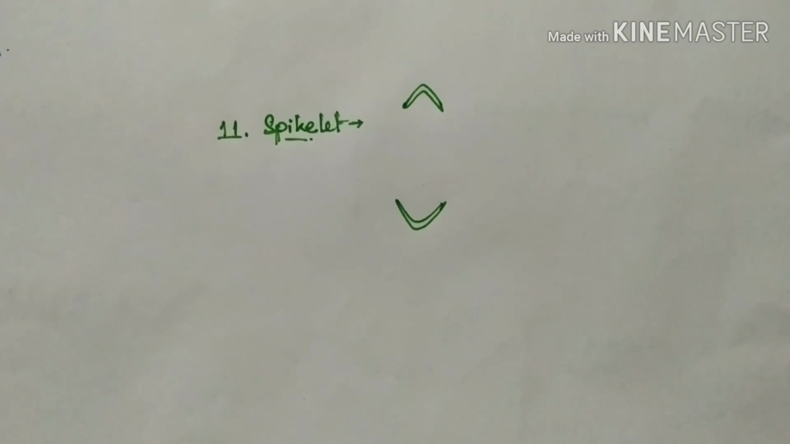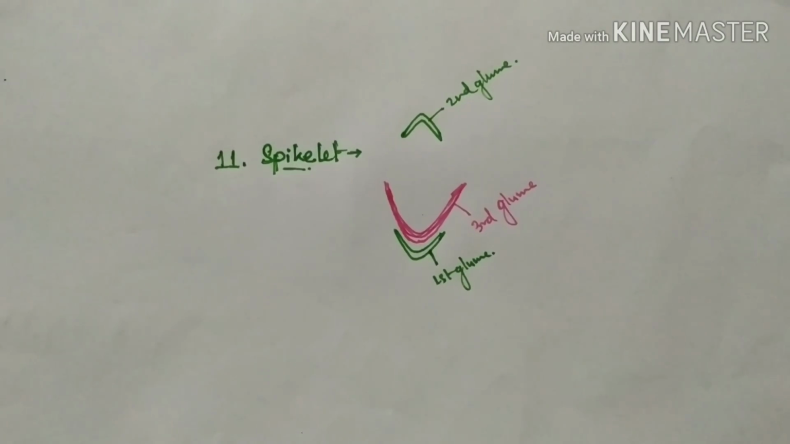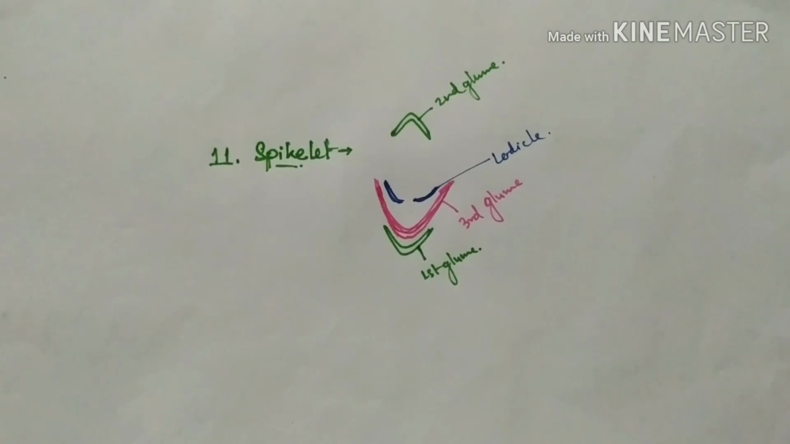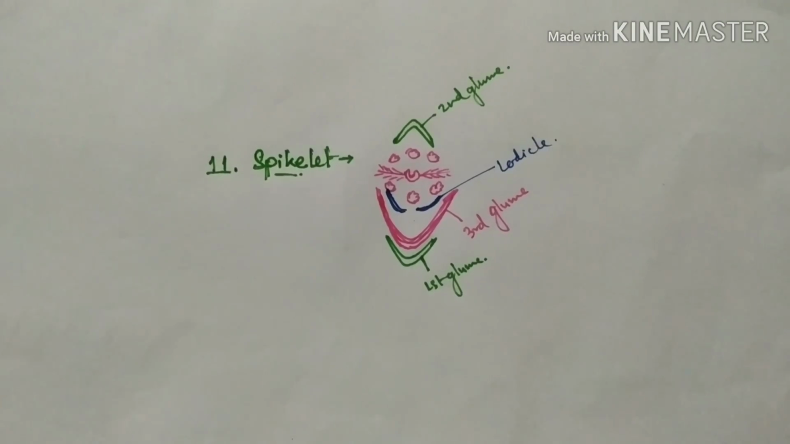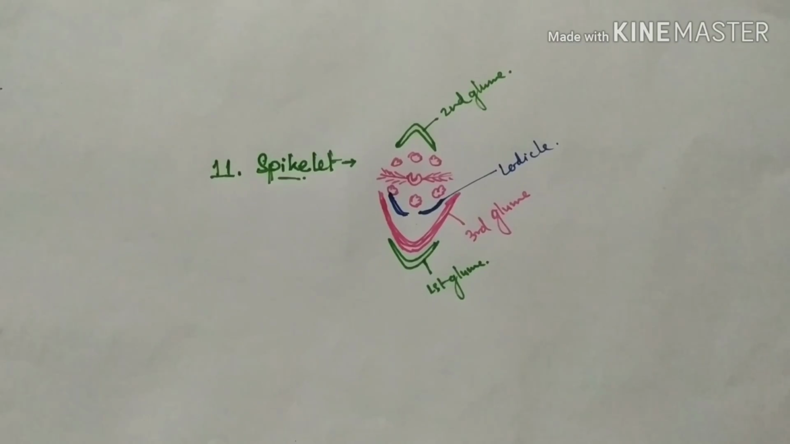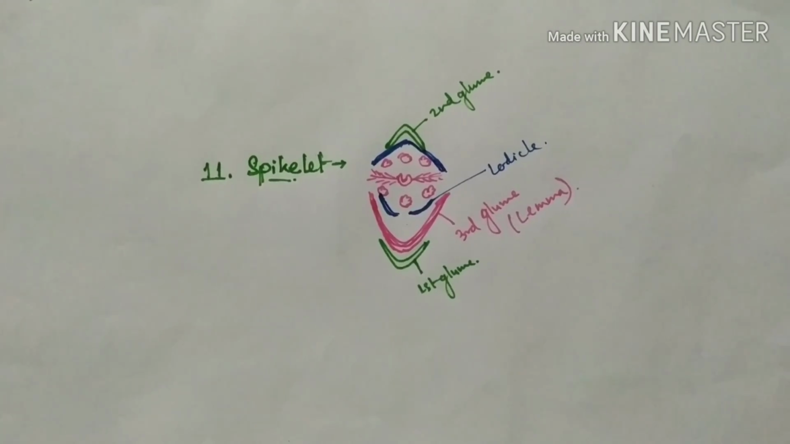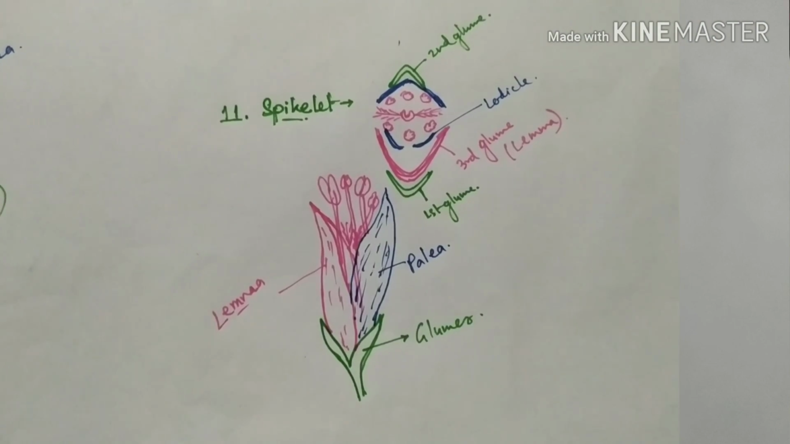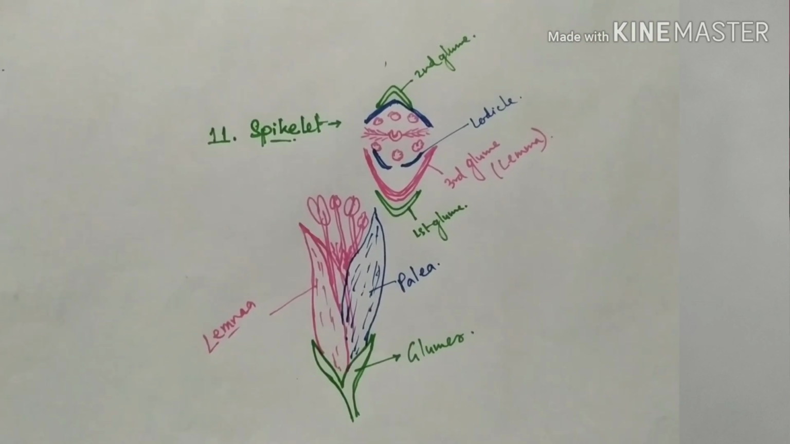Next type of inflorescence is spikelet. Spikelet inflorescence contains two glumes. These are called first glume and second glume. After that, lemma is present. This is also called third glume. Then two lodicules are present, and then androecium and gynoecium are present, and this androecium and gynoecium is covered by a bract present opposite to the lemma or third glume, known as palea. It looks like this. So total 3 glumes and 1 palea are present, and the third glume is also called lemma. So this is about spikelet inflorescence.